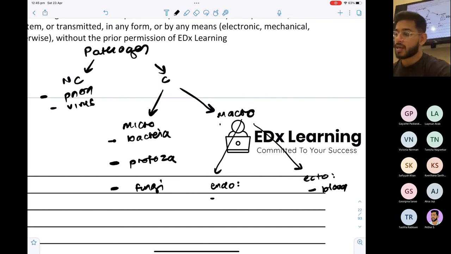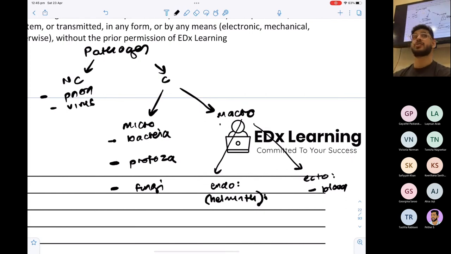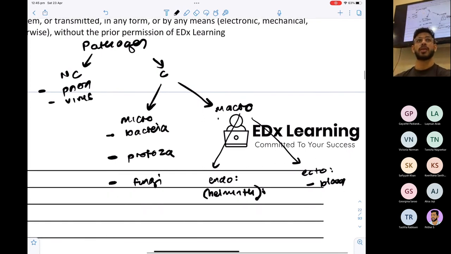Okay? Now, your endoparasites are your worms, all the different worm-like organisms. Now, the worm-like organism, the name of the family is helminths. If you guys ever see the word helminth, it means worm-like organism.